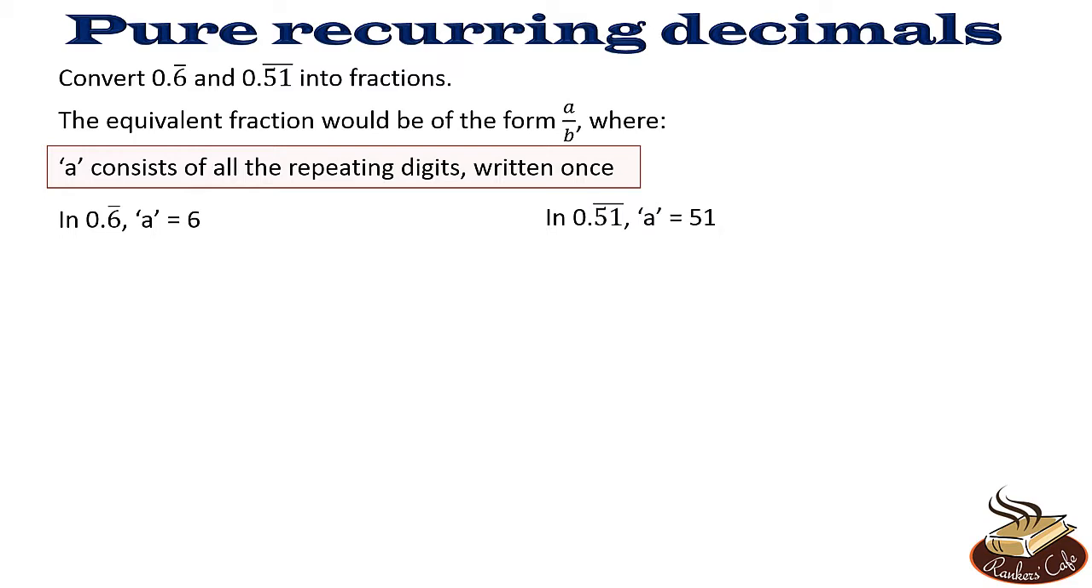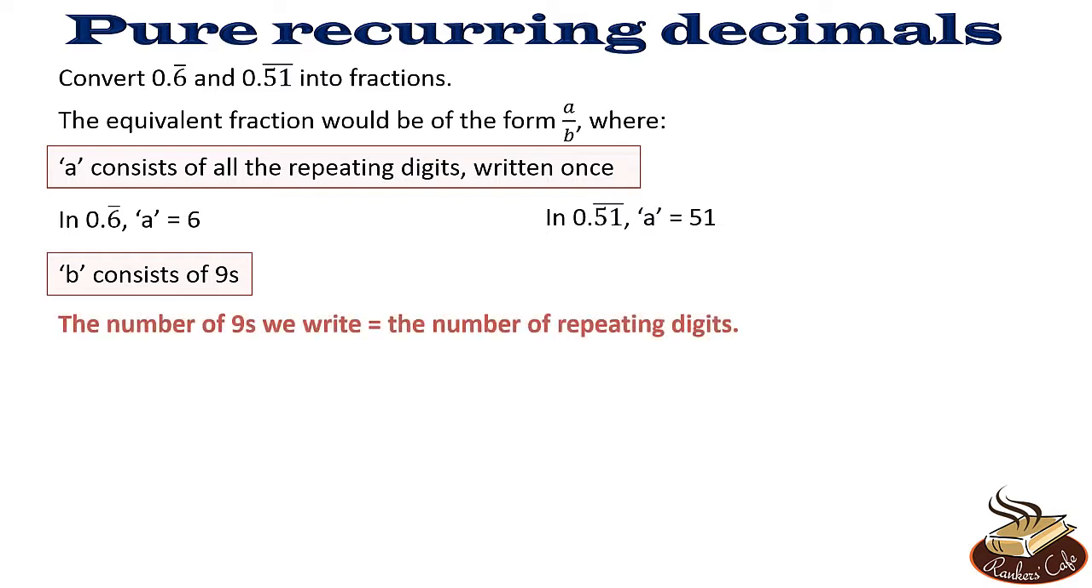Easy, right? Now finding the denominator, that is finding b, is equally easy. We just write 9s in the denominator. The number of 9s we write is equal to the number of repeating digits. In 0.6 bar, there was only one digit that was repeating. Only 6 was repeating, right? So in the denominator, we write only a single 9.